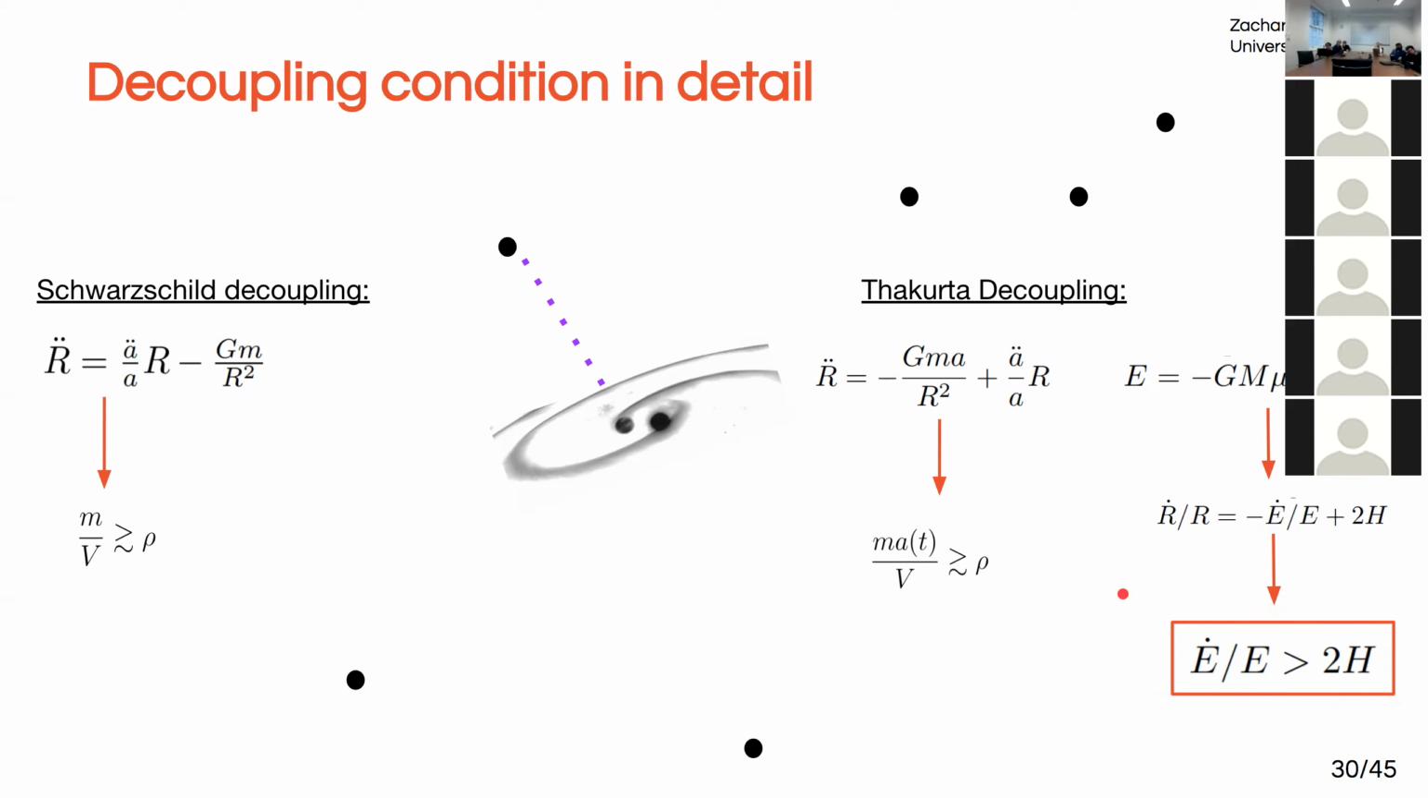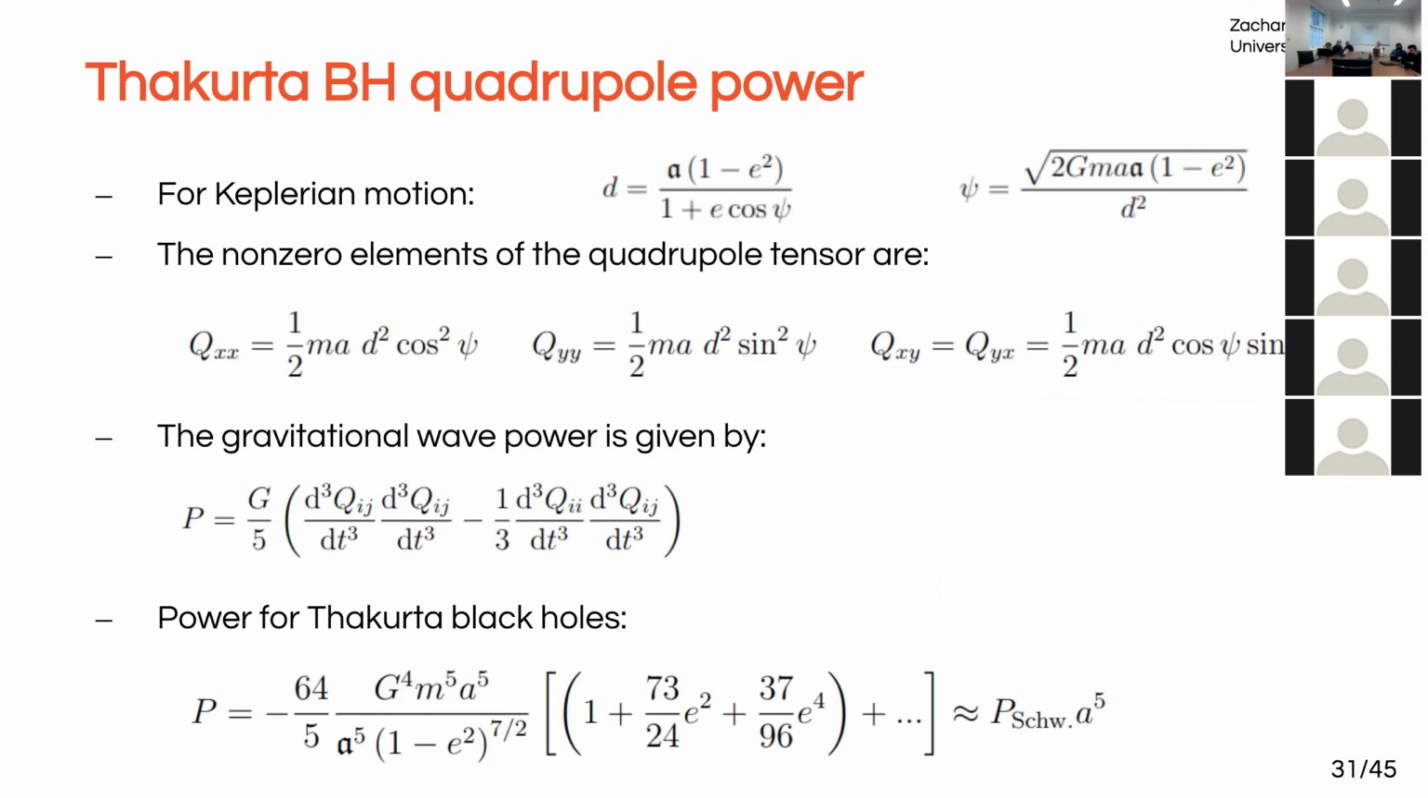So what we need to do is work out the power of these Thakurta black holes before they've decoupled. To do this, we can go back to the classic GR calculations for power. If we assume that these black holes are in Keplerian motion, so they have some distance between them and an angle that parameterizes this ellipse, then we can calculate the quadrupole tensor elements in the XY plane that describe their spiral, and use the famous result for the power lost by gravitational waves in terms of the quadrupole moment. If you explicitly calculate this for the Thakurta black hole, which took me a lot longer than it looks from this slide, you find that you essentially get the regular Schwarzschild power with an extra a to the 5 factor, which is quite significant, and a bunch of subdominant terms, which are very interesting.